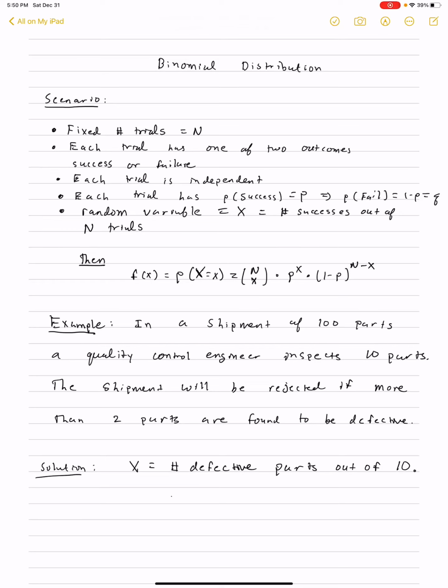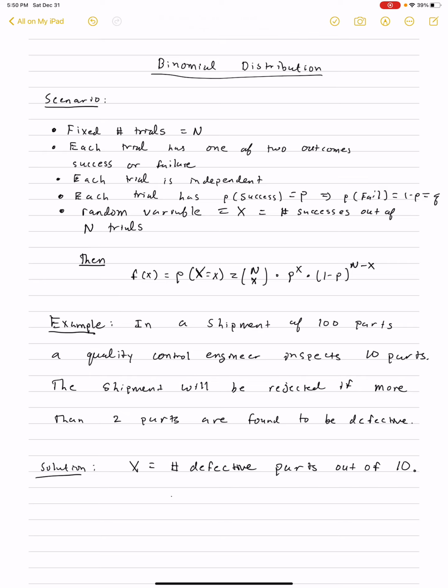Hi, I want to go over an example of using the binomial probability distribution to calculate a probability. Remember, in our previous lecture, the binomial distribution arose in scenarios when we had a fixed number of trials n. Each trial has one of two outcomes, success or failure. Each trial is independent, and each trial has probability of success p and failure 1 minus p, called q.